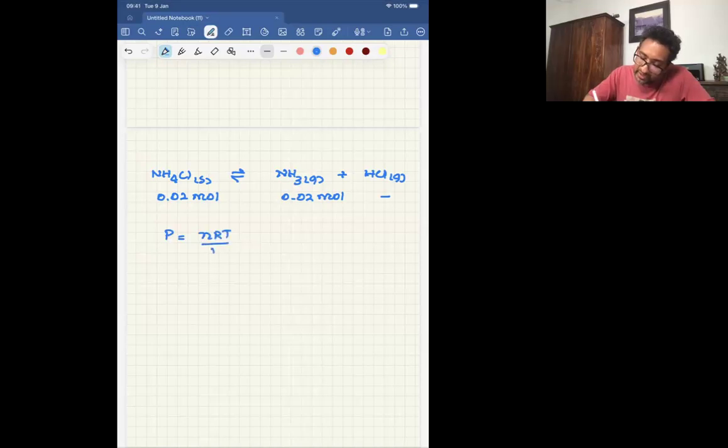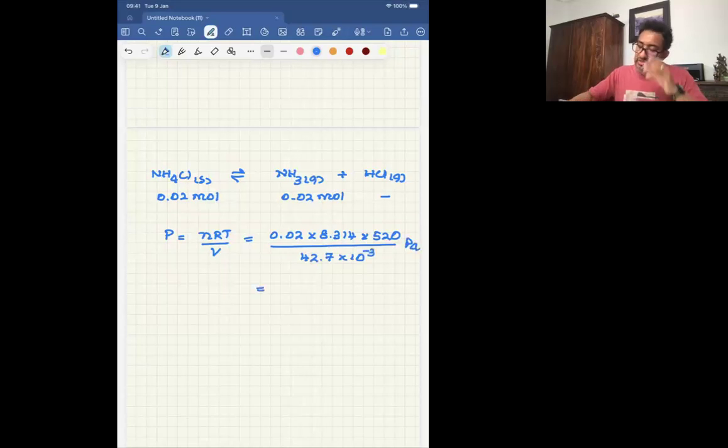PV is equal to nRT. Number of moles is 0.02 at the moment, right? R is equal to 8.314. Temperature 520, divided by volume. What is the volume? 50, no, sorry, 40, 42.7 times 10 to the power minus 3. This is in Pascals, so what is that?